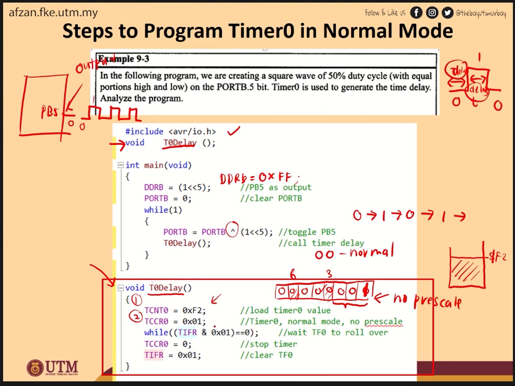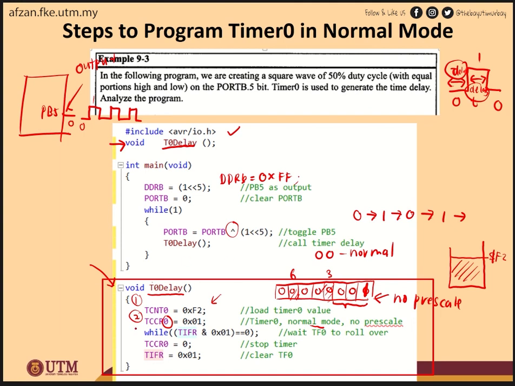So what is my timer setting? Timer 0. Why Timer 0? Because I use TCCR0. Normal mode. Why normal mode? Because bit 6 and bit 3 are 0, 0. And no prescale. Why no prescale? Because I put 0, 0, 1 at bit 2, 1 and 0, my last 3 bits here.